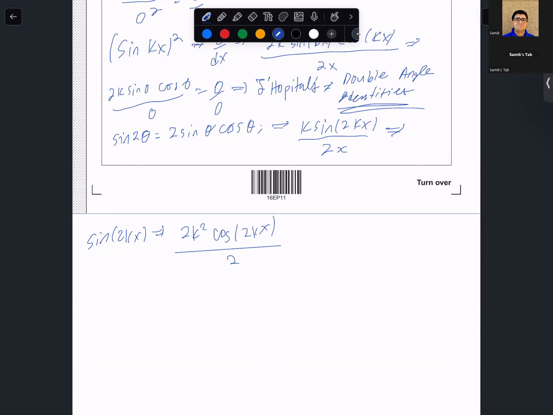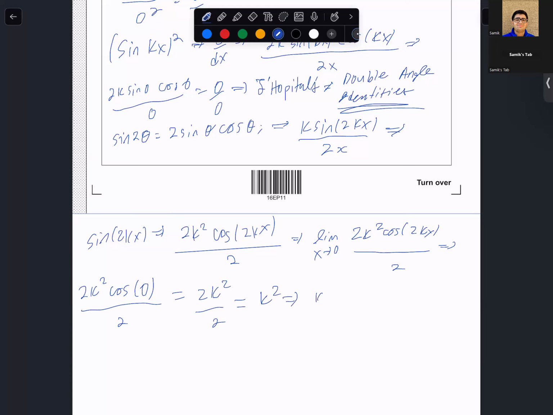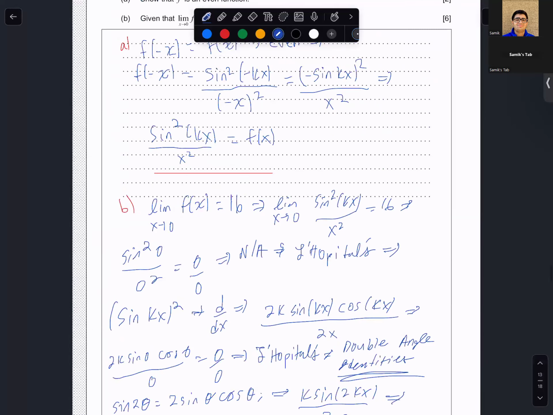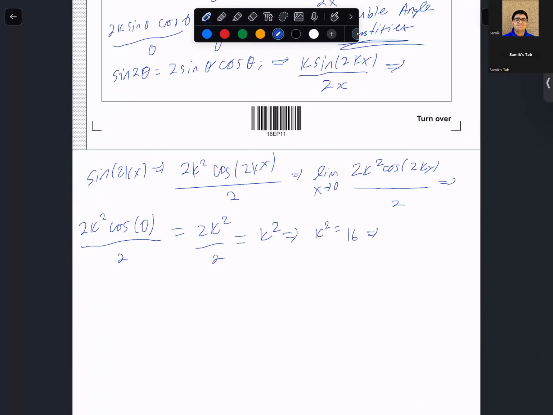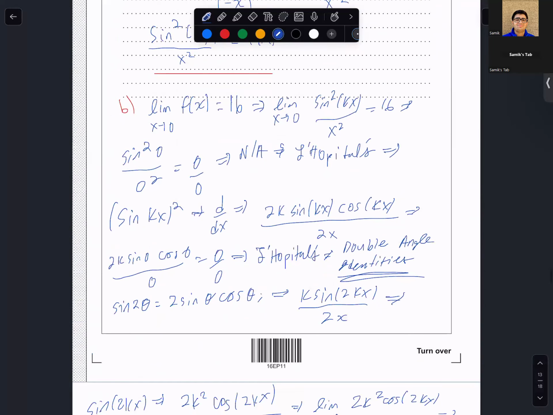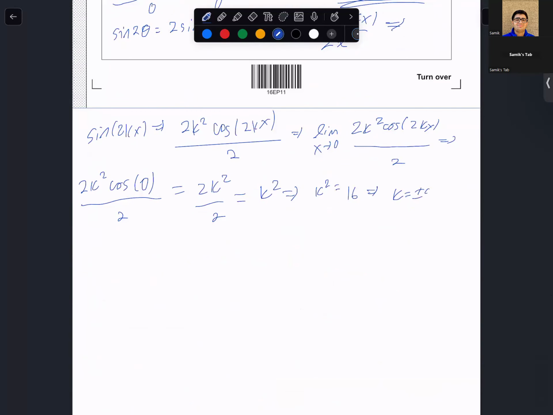So now let's put the limit. So limit x tends to 0 of this one. I think this will work finally. So 2k squared cos of 2 times 0, which is cos of 0, divided by 2. So this is 2k squared upon 2, which is equal to k squared. So we know that k squared is, we are given, equal to 16. So we get two solutions, which is k is equal to plus or minus 4.